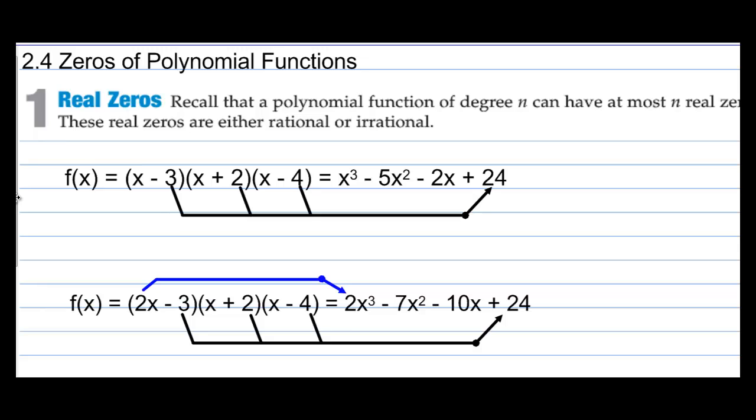Let's take a look at the first function, f of x. Let's say f of x was made up of the factors x minus 3, x plus 2, and x minus 4. Notice that if you take negative 3 times 2, that's negative 6. And then negative 6 times negative 4, that's a positive 24. And if we were to multiply these three binomials out completely, the last number would be positive 24. And that's the result of multiplying negative 3 times 2 times negative 4.